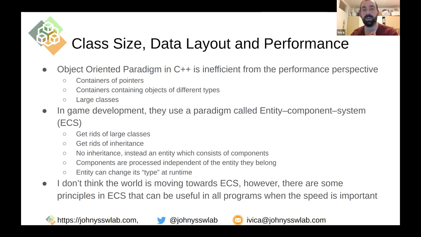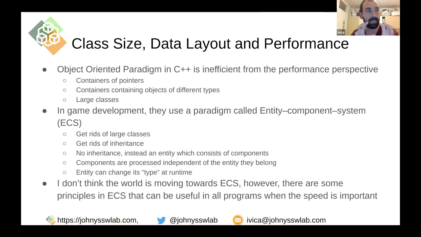In game development, they use a paradigm called entity component systems. They don't use large classes. They use small classes. They got rid of inheritance. They don't use inheritance anymore. So how do they make complex structures of objects? They have these entities, which are just a number. So it is an ID, and each entity consists of components. There is a component manager. If the entity ID is present in the component manager, that means that entity has that component, and they're processing components.